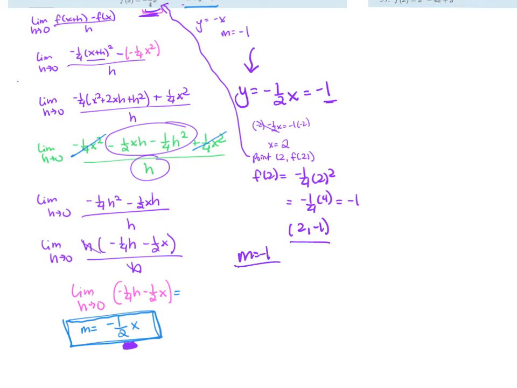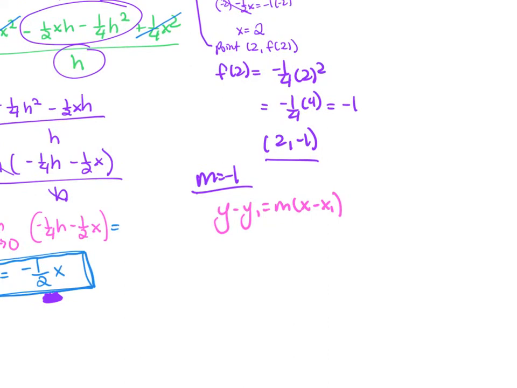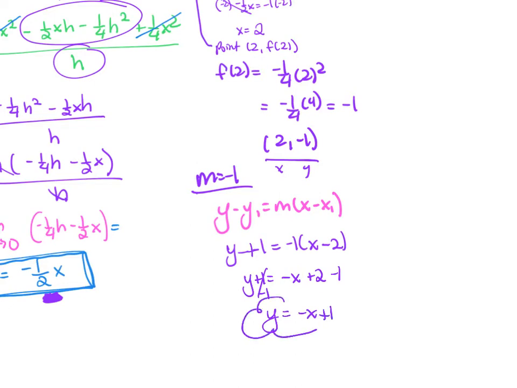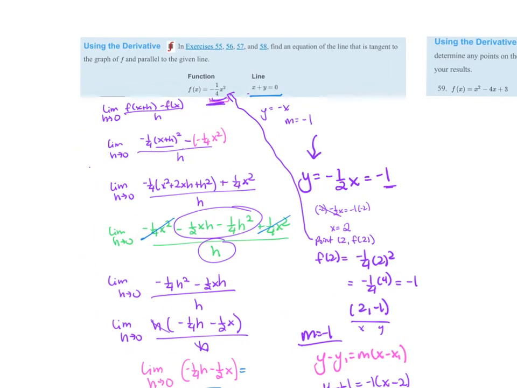Now we use the point slope formula: y minus y1 equals m times x minus x sub 1, and plug it in. So we have y minus negative 1 equals m, which is negative 1, times x minus 2. This minus minus becomes plus, so it's y plus 1 equals negative x plus 2. Subtract 1. So we find that the equation is y equals negative x plus 1. That is the equation of the line that is tangent to the graph of f and parallel to the given line.